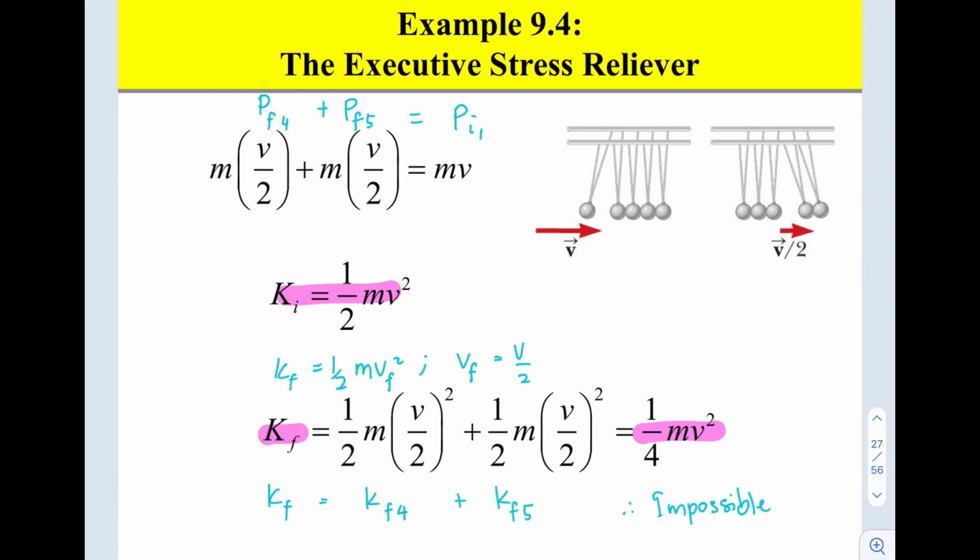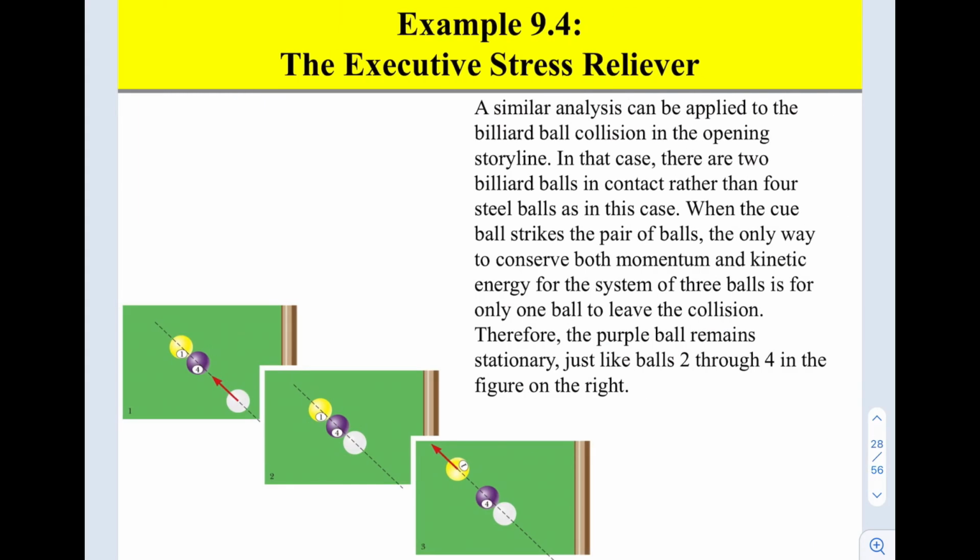For elastic collision, remember, P final must be equivalent to P initial, and K final must also be equivalent to K initial. This must be conserved, but not for this case. That is why it is impossible.